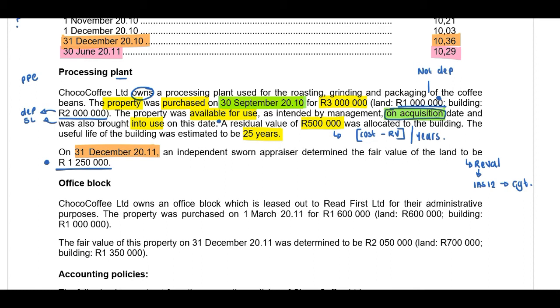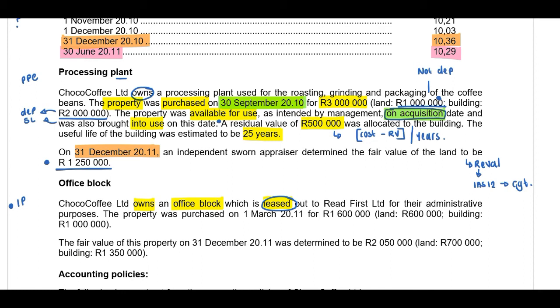Right, the third asset, office block. ChocoCoffee Ltd owns an office block which is leased out. Look at this, it's leased out. Therefore, immediately investment property, it's leased out. You should be able to know the differences, and I am going to refer you to another video as well.